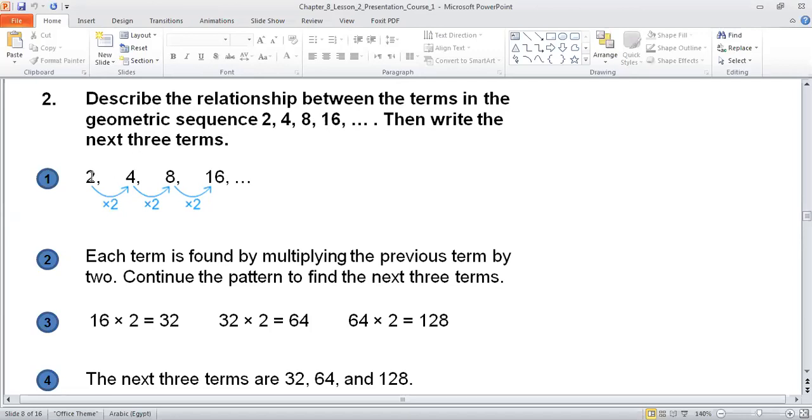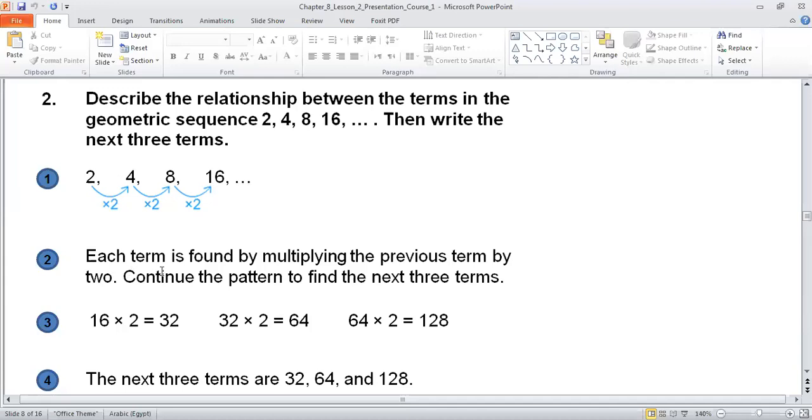If you have 2, it becomes 4. What I do, I multiply by 2. So from 2 to 4, I don't add, I multiply by 2. Why? Because from 4 to 8, I do the same. I multiply by 2. From 8 to 16, I multiply by 2. So each time I will multiply by 2.